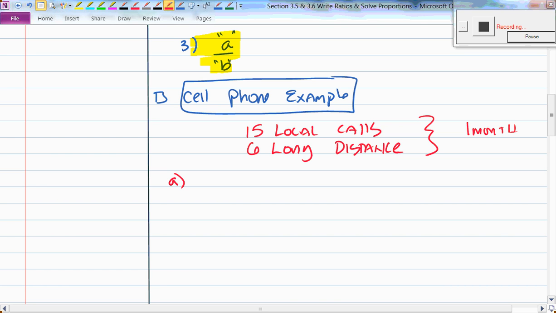I'm going to give you a task right now. I would like you to find the ratio of long distance calls to local calls. So find the ratio of long distance to local.